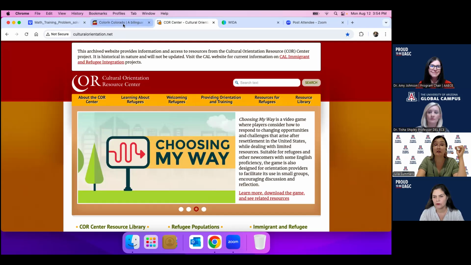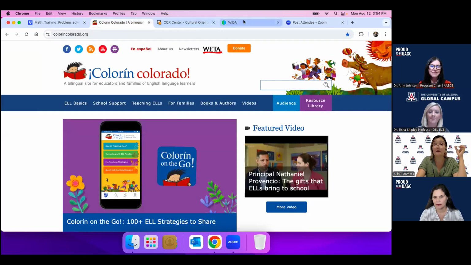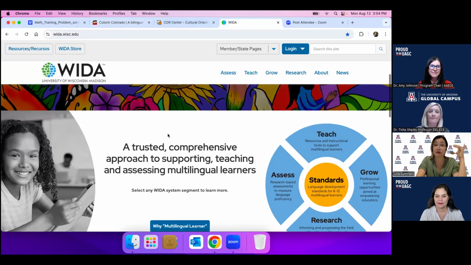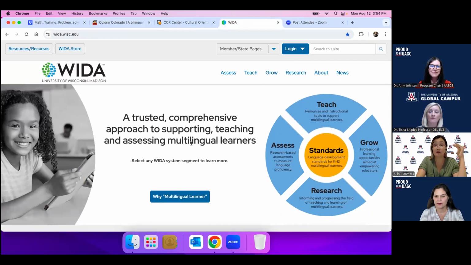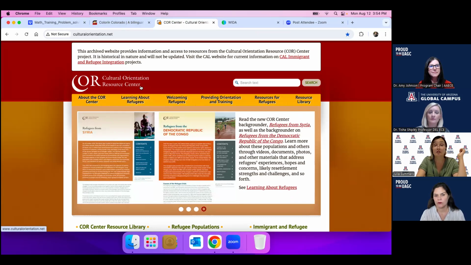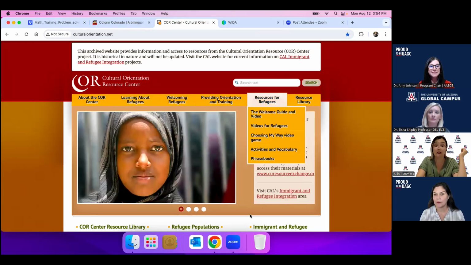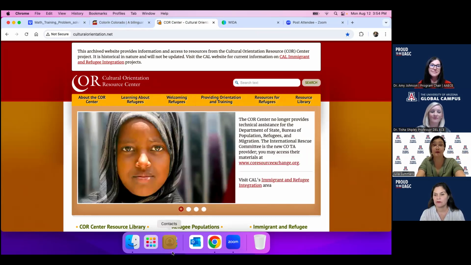Again, they're Colorín Colorado, WIDA, which I discussed a little bit regarding what it does for your state, and the Cultural Orientation Resource Center. They're helpful resources.